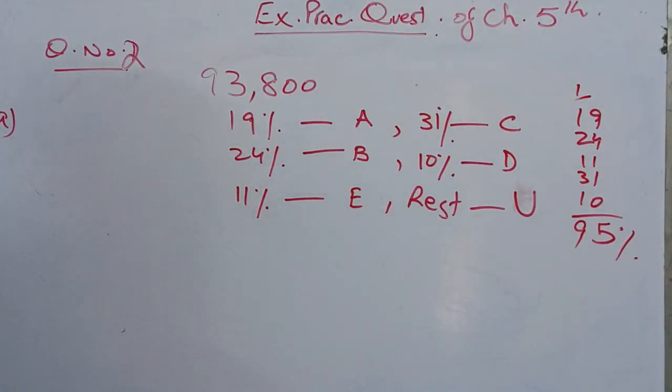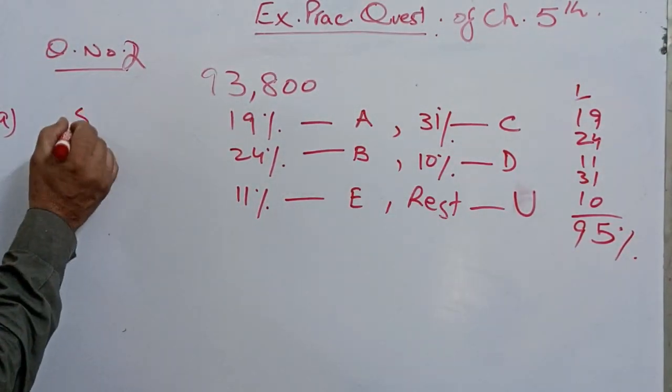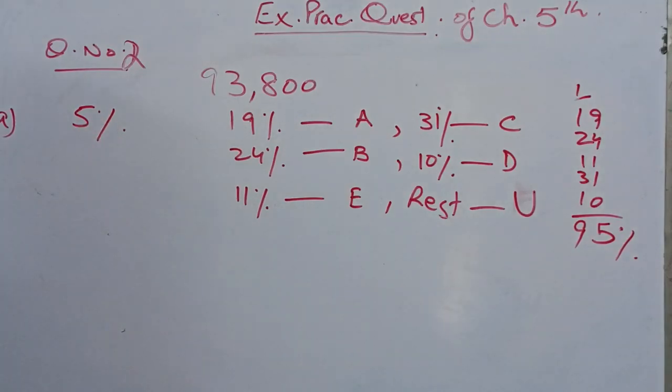Now, what are the rest? That are 5% only, because there are 100% in total. So 100 minus 95 will be 5%. The answer for A will be 5%.